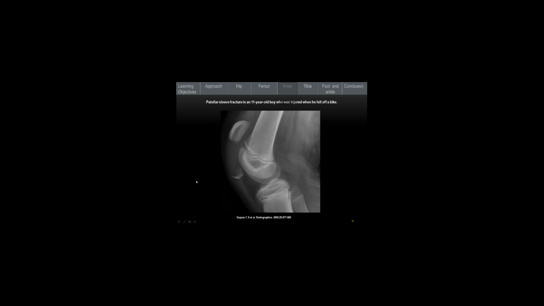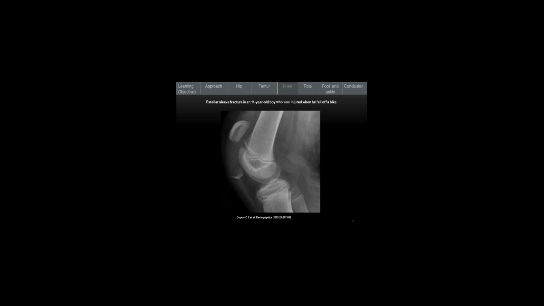We're moving down. Initially, we started with the hip. Then we talked about quite a differential in the femur, and now we're talking about entities that can occur in the knee. And then we'll go quickly through the tibia, foot, and ankle so that we have some time for questions.